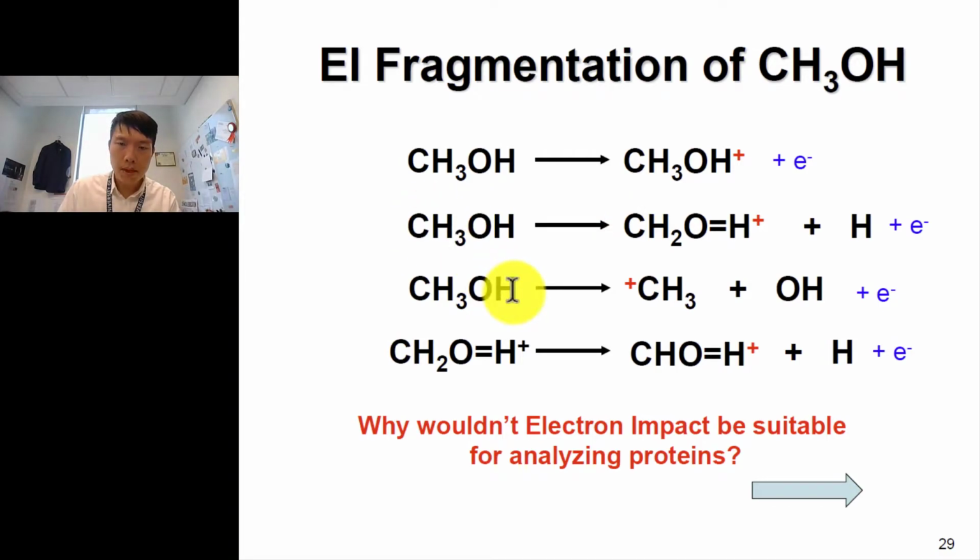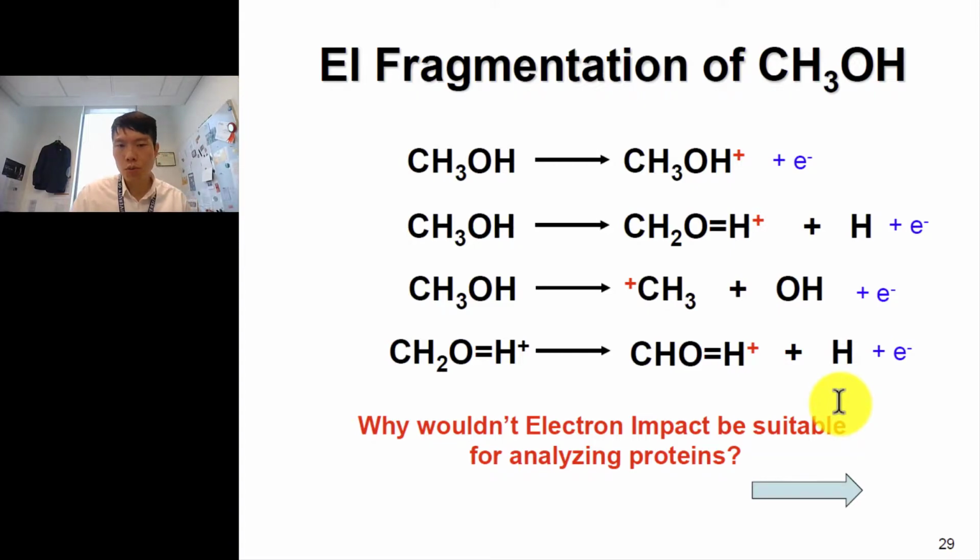Now, another way is, you start again with your methanol. You can also cut this bond to give you the hydroxy radical and the methyl cation. So once you have this cation from the second equation here, you can continue to also lose the H atom.